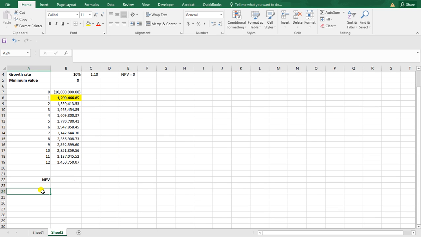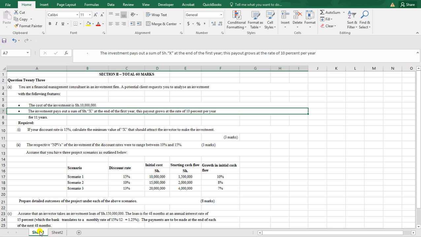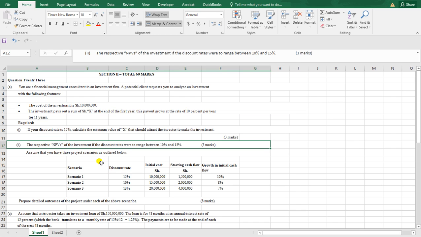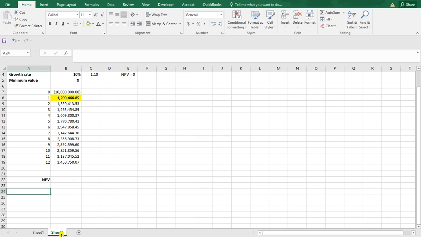Now, after we are done with that bit, proceed to the second question where we were asked by your examiner the respective NPVs of the investment if the discount rate were to range between 10% and 15%. So basically, we are done with that bit. Now, looking at part 2 of the question, we are asked the respective NPVs of the investment if the discount rates were to range between 10 to 15. That's why we've said we'll be using what? The goal seek, right? So I need my investment. These are our assumptions. I'll be having, of course, our start.